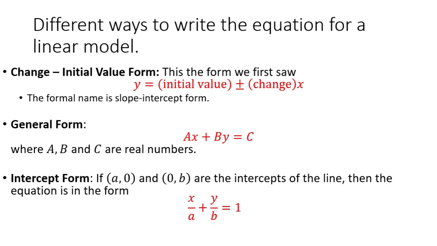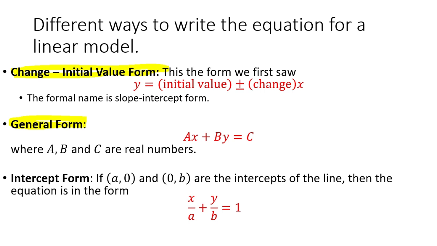There are several different ways to write an equation for a linear model. The first two examples we did involve the change in the initial value. And we're going to call this form now the change in initial value form. It does have a formal name of slope-intercept form, which we're going to formally define in a future section. But our change in initial value form is y equals initial value plus or minus the change times x.